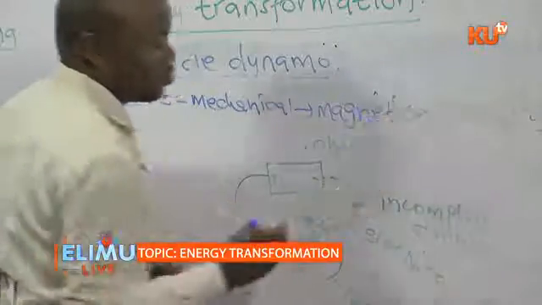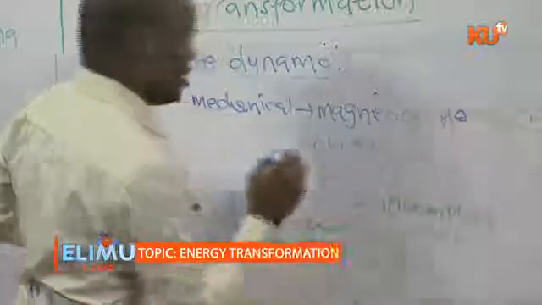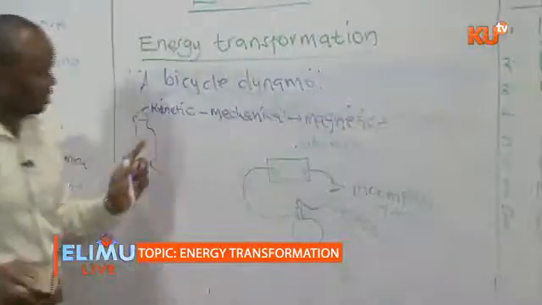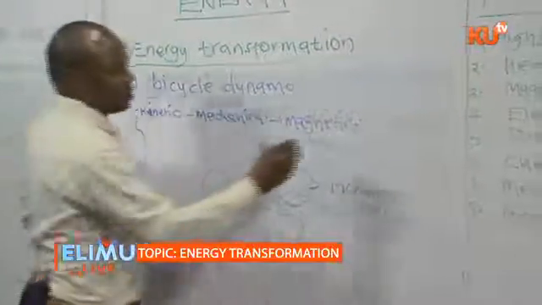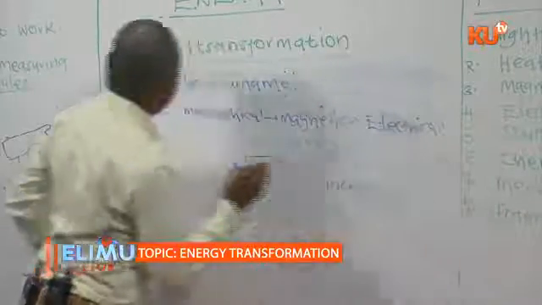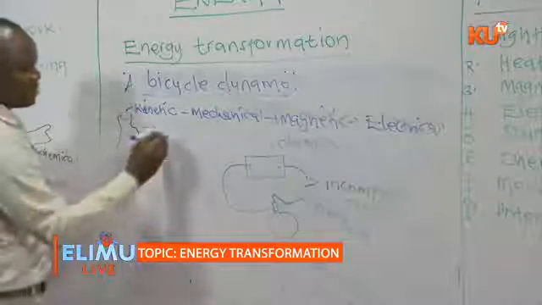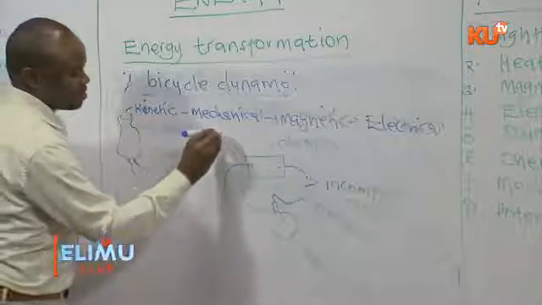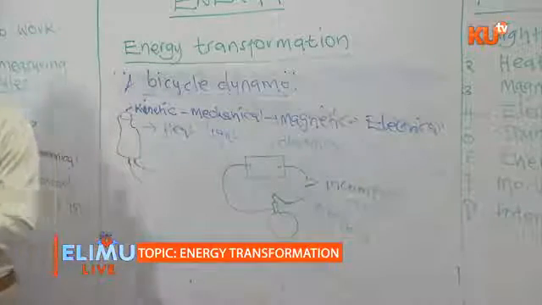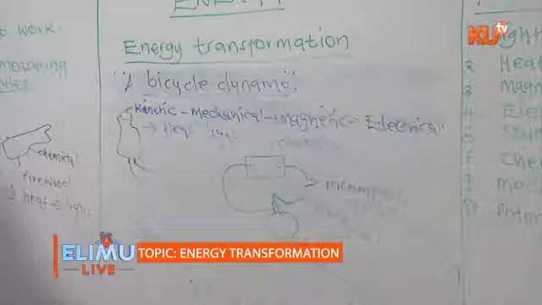From magnetic you go to electrical, because there is a wire here. Electrical energy. From electrical you go to heat. Then you go to light. Of course you are going to use that one to light the way, or to light the road as you cycle. Let me show you how it is.